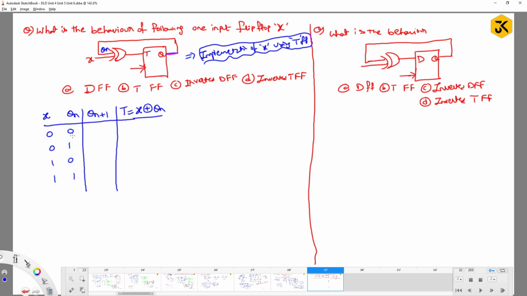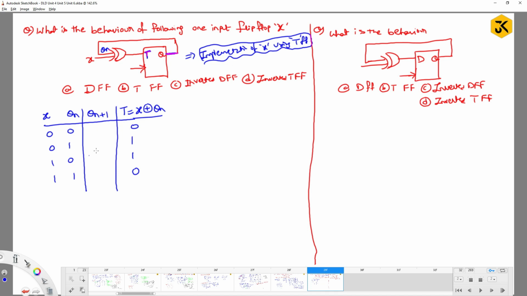What is the XOR of 0 and 0? 0. XOR of 1 and 1 is 0. And when the inputs vary, the output is going to be 1. So we can call the XOR operation a modulo 2 addition operation. Now, if I have the T value as this, what might be Qn plus 1?